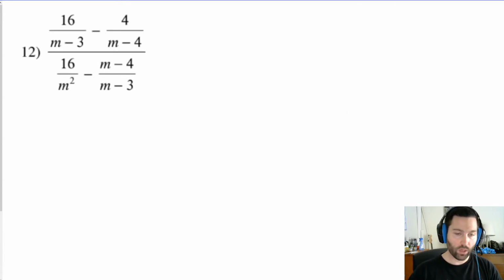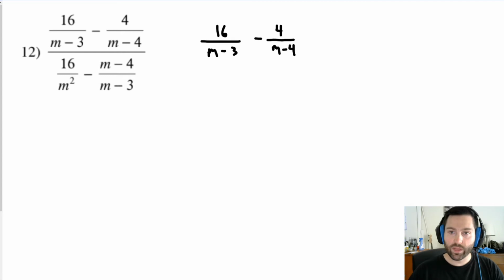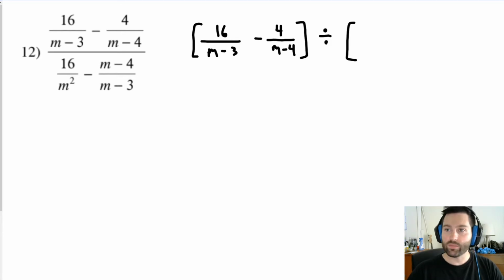And the next one I did is number 12. So number 12 kind of ramps up in difficulty from number 1 and 5, which is exactly why I wanted to go over it. The first thing that we're going to do is write this as division here. So 16 over m minus 3, and then take away 4 over m minus 4. Again, I'm going to put that in a bracket to represent that this is the entire numerator and it needs to happen first. Divided by, and then it's the same thing on the bottom, in a bracket as well. So it's going to be 16 over m squared minus m, take away 4, m minus 4 over m minus 3.